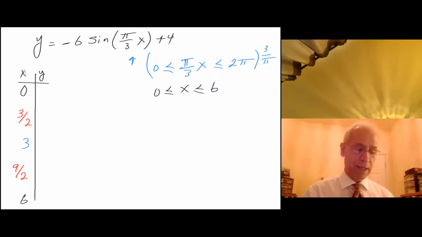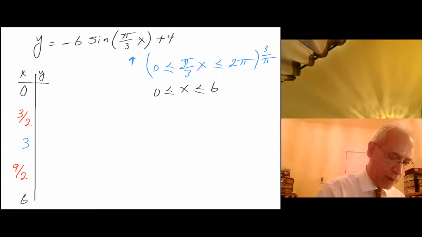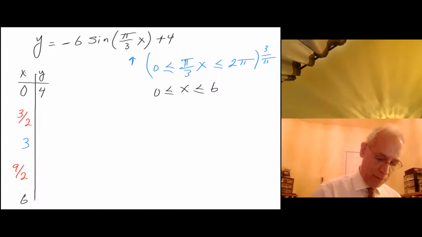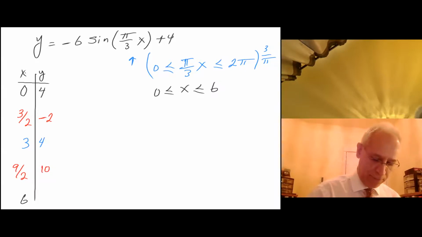So now I'm going to plug these x values into the function and see what it gives me. When I plug in 0, I will get a 4. When I plug in 3/2, I will get a -2. When I plug in 3, I get a 4. When I plug in 9/2, I get a 10. And when I plug in 6, I get a 4 again.